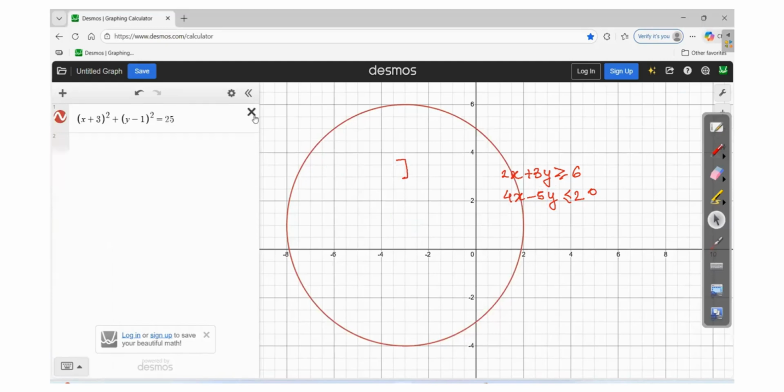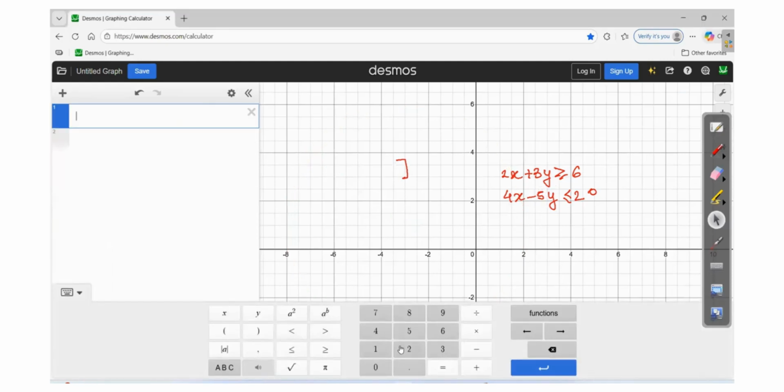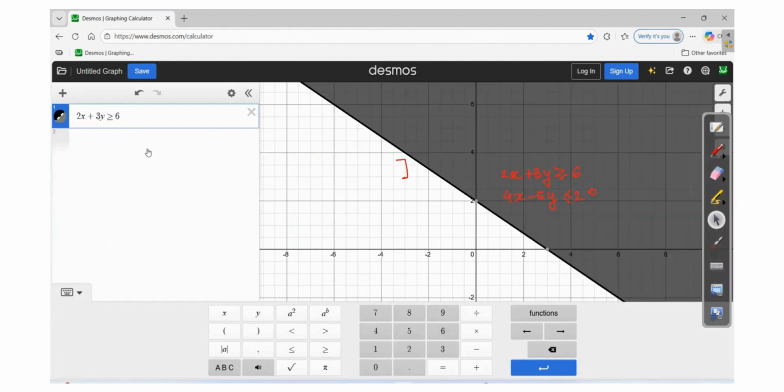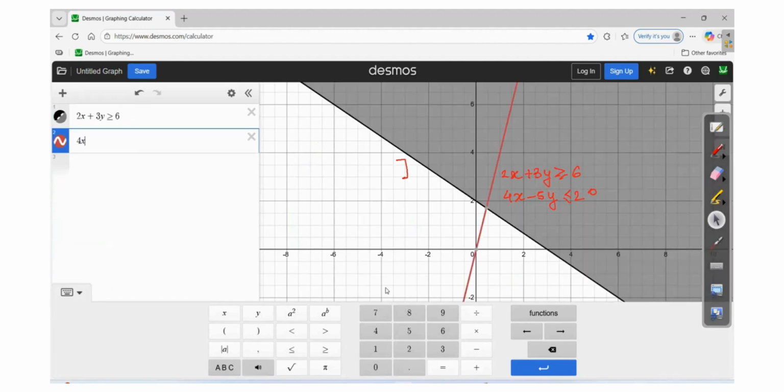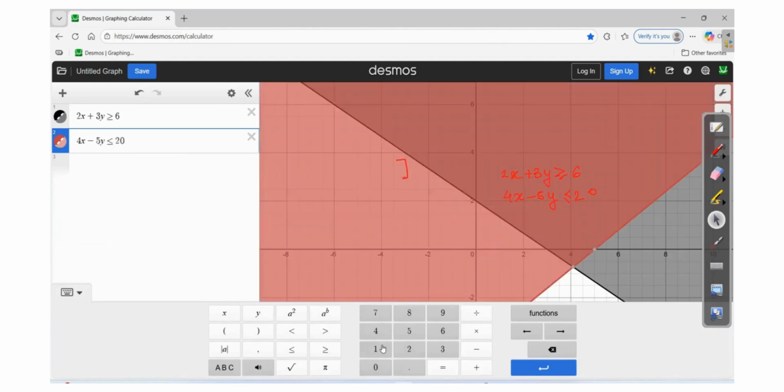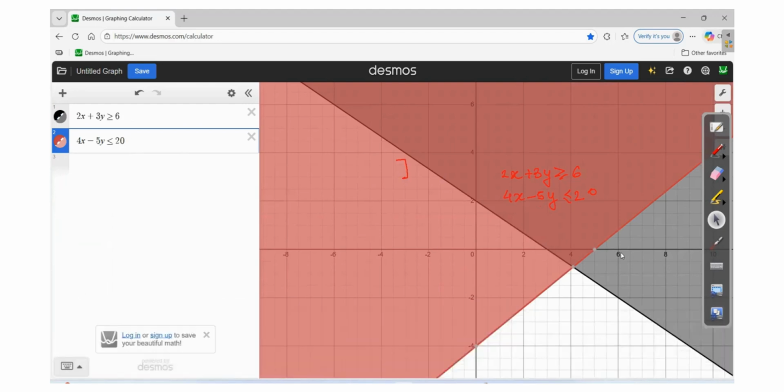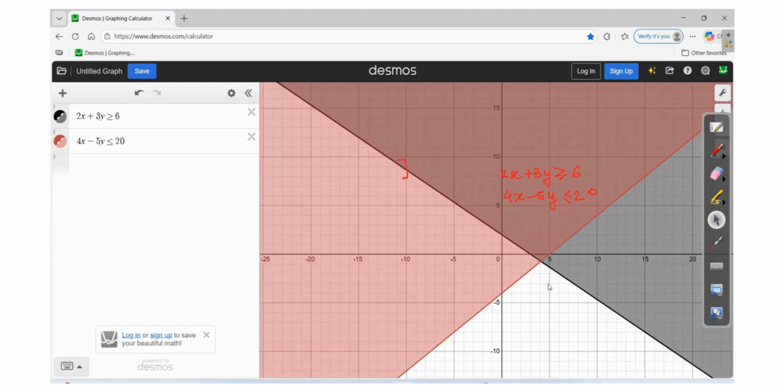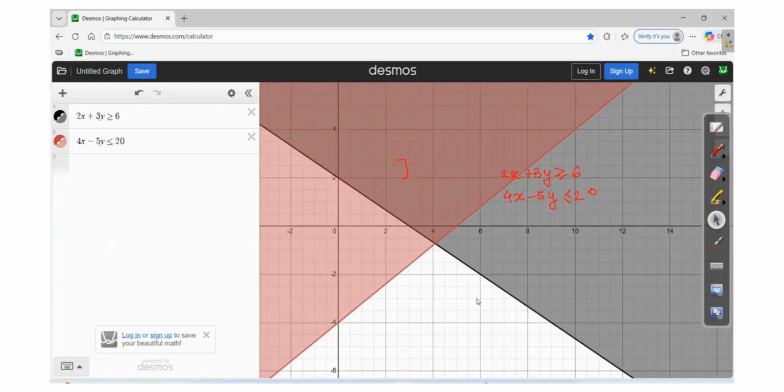The first inequality we have is 2x + 3y greater than or equal to 6. And I have 4x − 5y less than or equal to 20. Now, whenever we get this kind of solution, the common point for us should be present in the common shaded part, as you can clearly see, the red part and the black part. So whatever the solution will be should lie in this region.